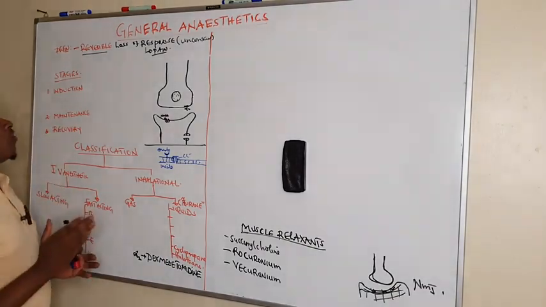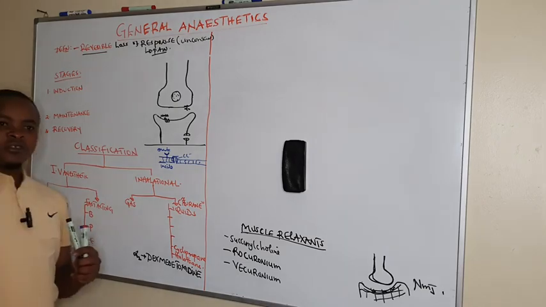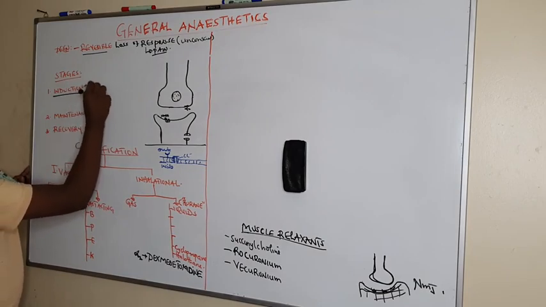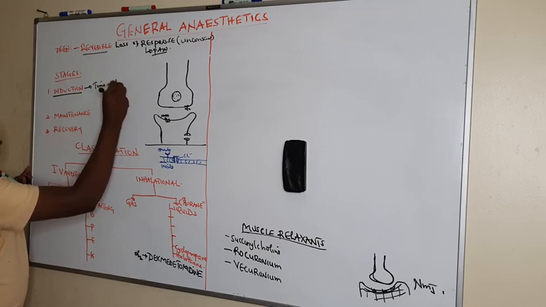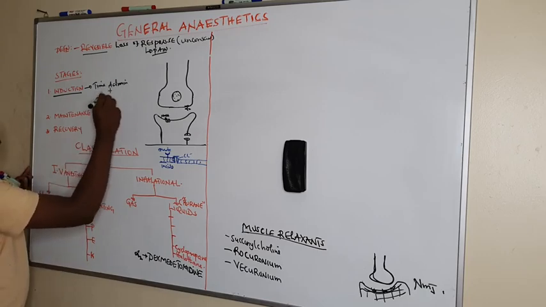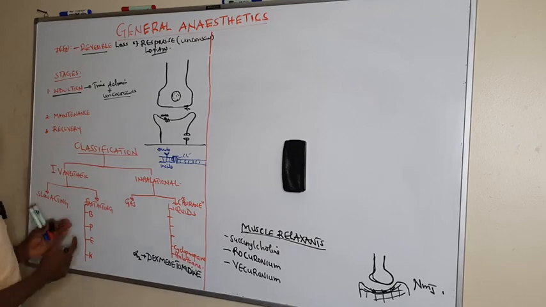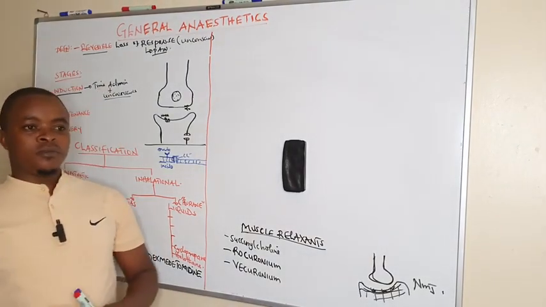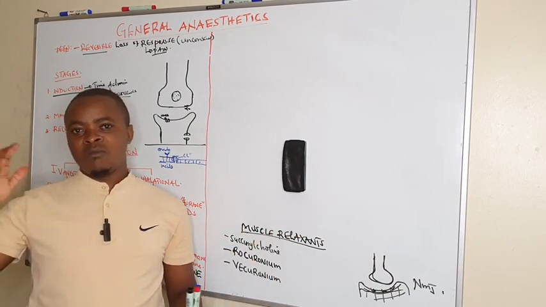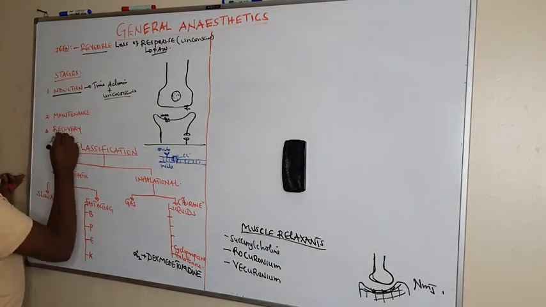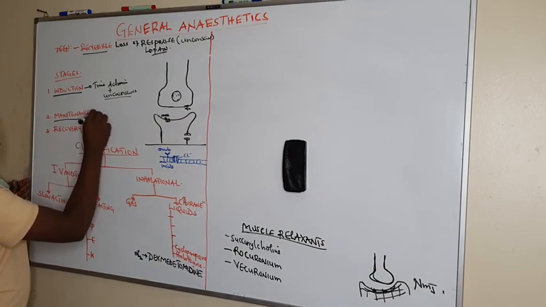This general anesthesia is divided into 3 stages. These stages include the induction stage, which is the time from when you administer the anesthetic drug to the time when the person becomes unconscious. This is what we call the induction stage. So it is the time between when someone is conscious and after administering the general anesthetic drug, until they lose consciousness.